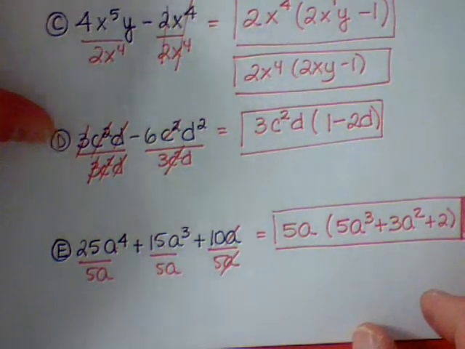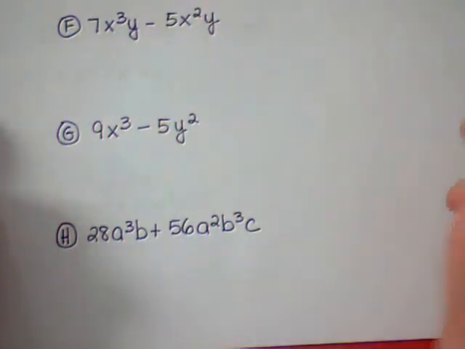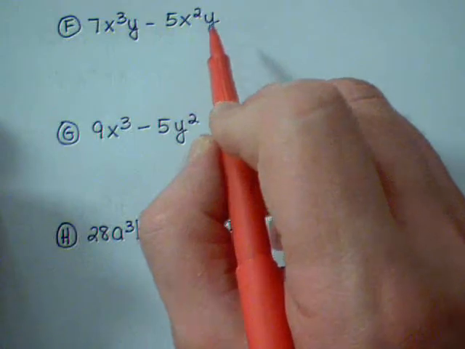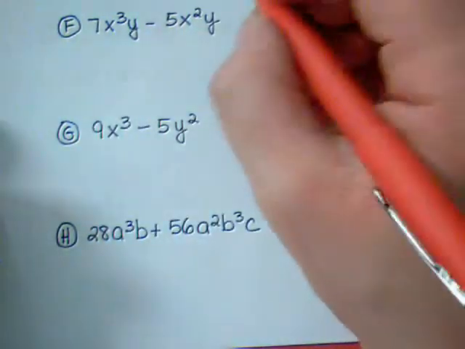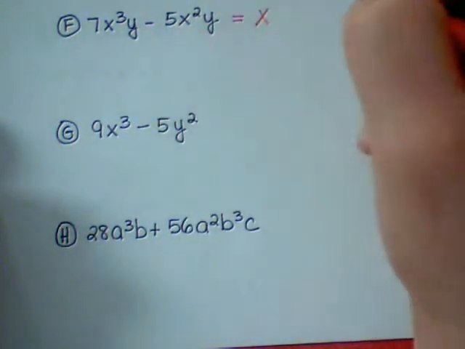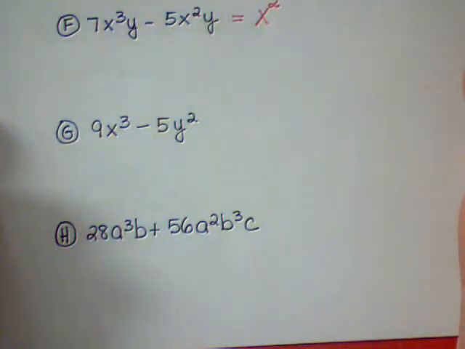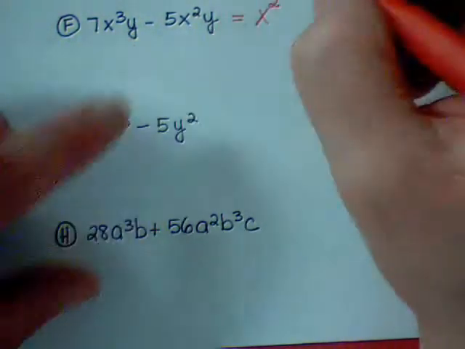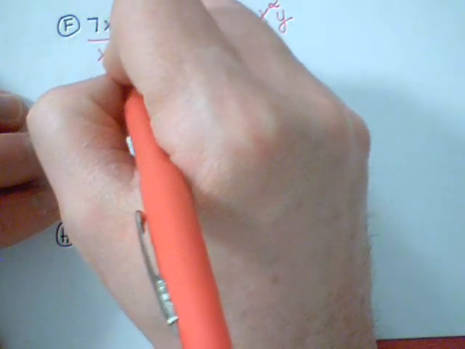Alright, let's move on to the next problem. Suppose I have this one here, and I factor out a number that goes into 7 and 5. The answer is no. Can I factor out an x? You bet. How many? Smallest exponent is 2, so I factor out an x squared. Can I factor out a y? Yes, they both appear in both terms. So I'm dividing each term by x squared y.